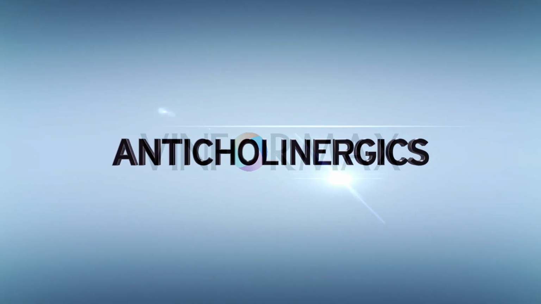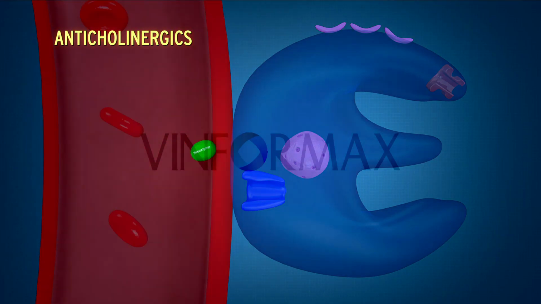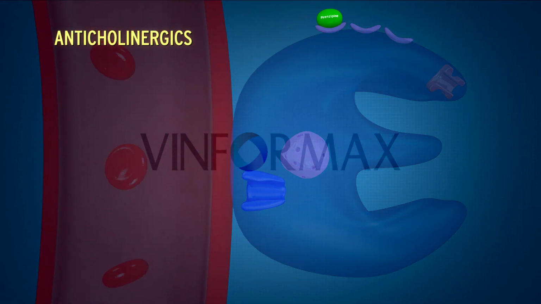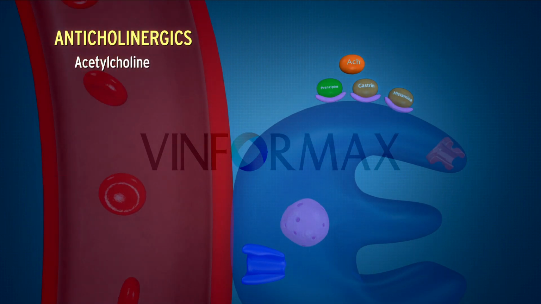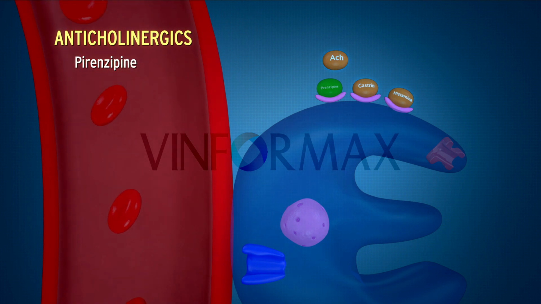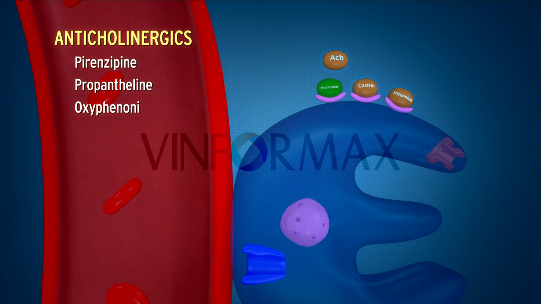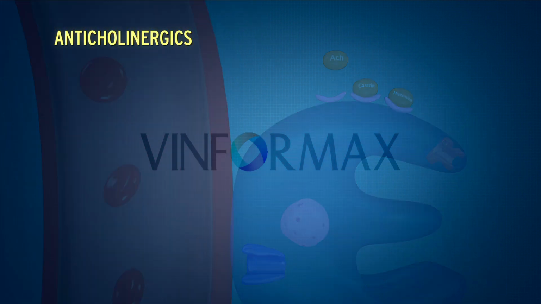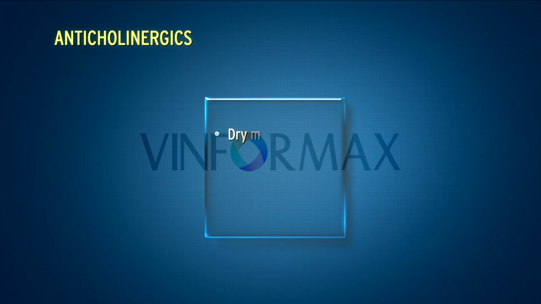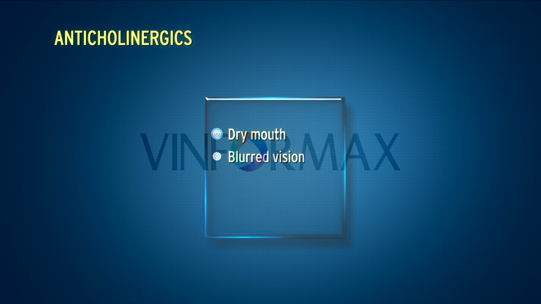Anticholinergics. Drugs which block the action of neurotransmitters, that is acetylcholine, are called anticholinergics. Pirenzepine, propantheline and oxyphenonium were more preferred because they do not cross the blood-brain barrier and hence have fewer side effects. Adverse effects: dry mouth, blurred vision, constipation, urinary retention.